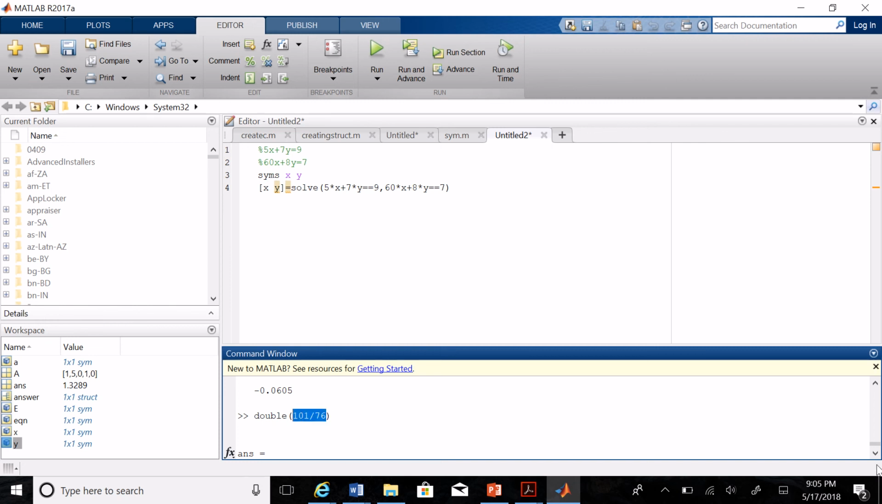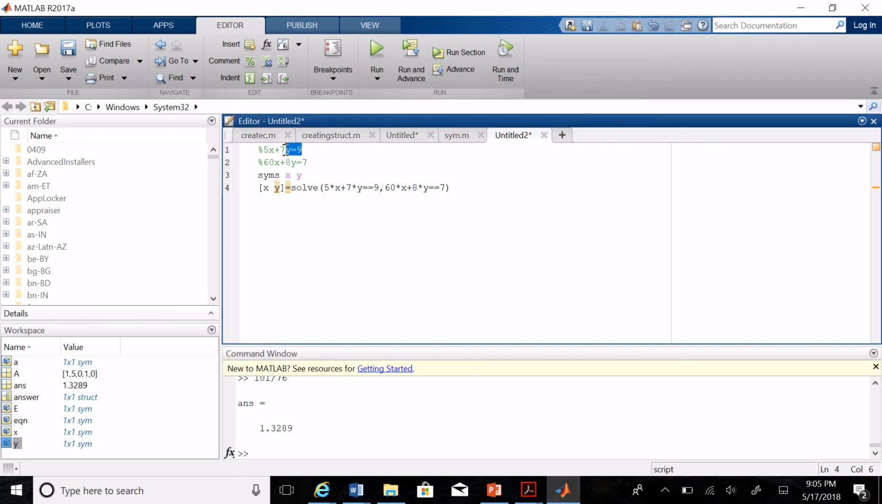Or you just put the fraction, and it gives you the answer, right? You just do it with Matlab. Type 101 over 76, it should give you an answer. So far we talked about how to solve a single equation and two. If you have three equations, then you just put a comma and put another equation here.